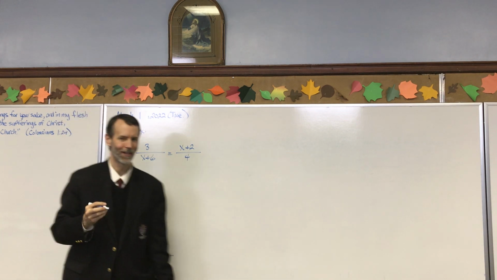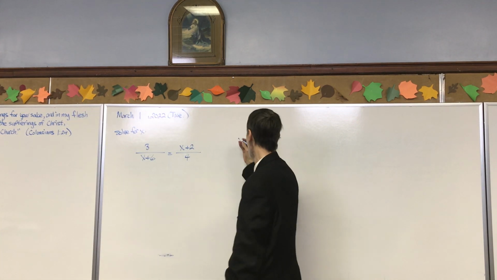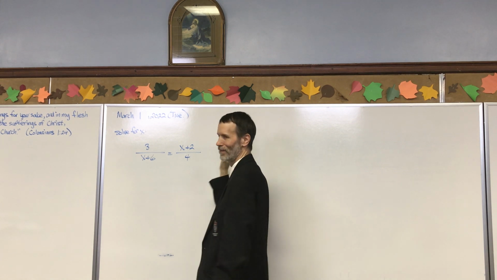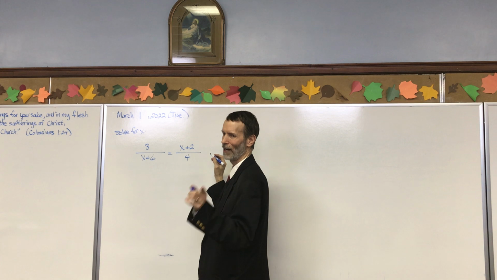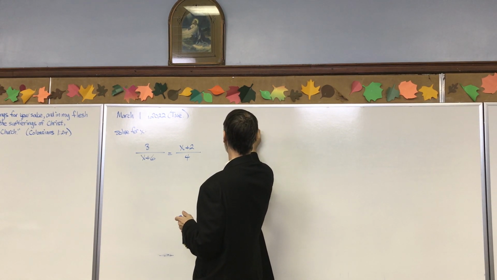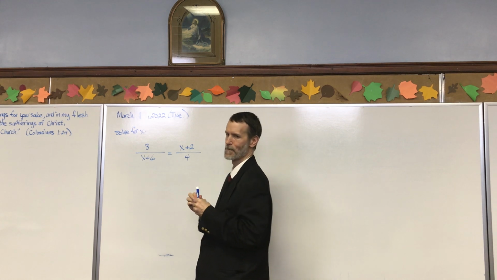Are there any restrictions? Yes. Like what? x does not equal -6. Hold on, back up. What was the first one? How do you write it? x does not equal -6. Why not? Because it's on the bottom.